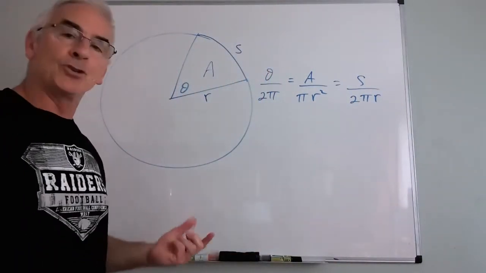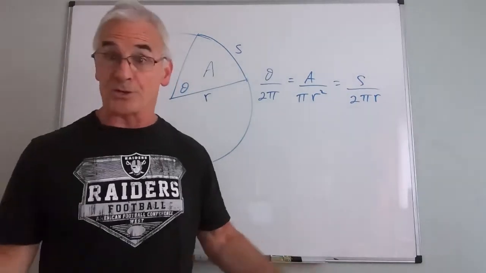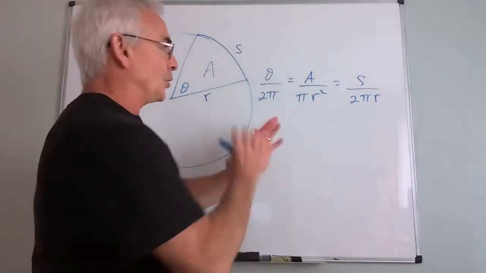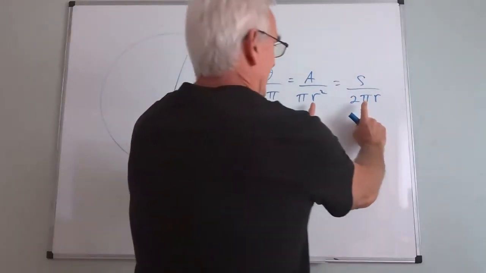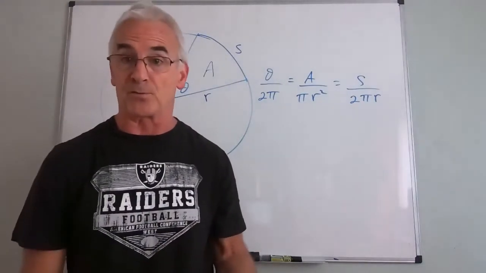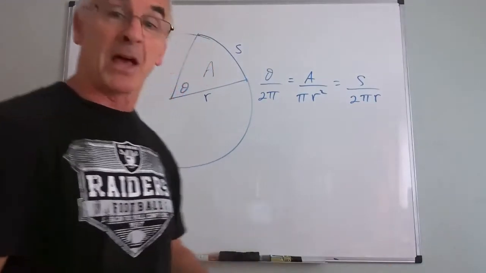If I put any 2 ratios together, that's what's called a proportion. That's the definition of a proportion, 2 equal ratios. So if I put any 2 of them together, I can generate a formula. For example, putting the last 2 together, this is how we were able to come up with the surface area formula in Calc 1. Okay, you may have not remembered that.